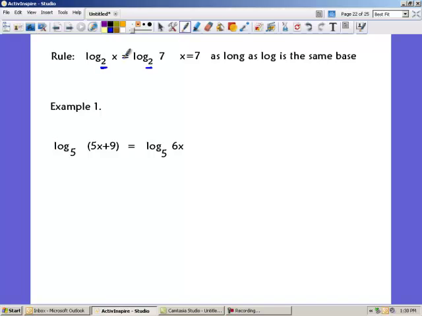For example 1, notice that we have the log base 5 and the log base 5. They cancel and we're left with 5x plus 9 equals 6x. We can solve for x by simply doing algebra. And so 9 equals x.